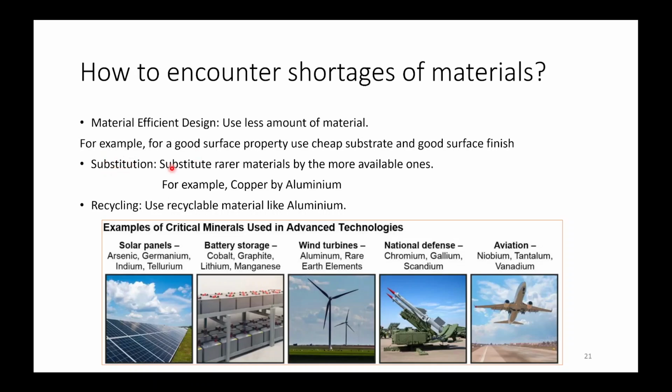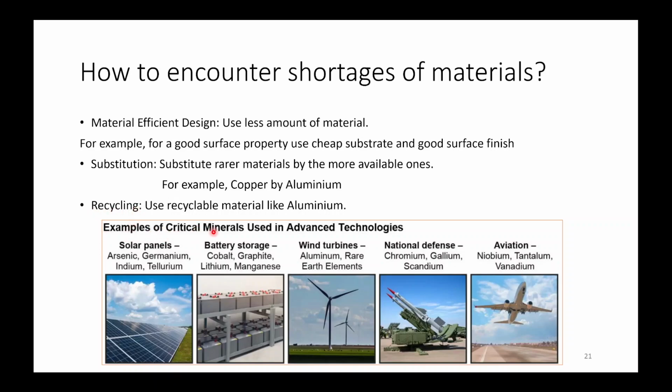Substitution. Now we can substitute rarer materials by more available ones. For example, copper can be substituted by aluminium. And recycling, we can use recyclable material like aluminium. So recycling is very popular nowadays because a lot of elements that are used in making mobiles and smartphones are not very abundant in nature, so we need to recycle them.